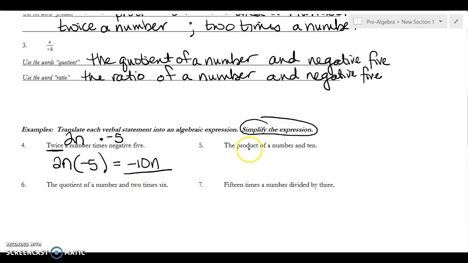For number 5, you should have recognized the word product. Well, that goes where the and is. So it's a number times 10. To simplify that, it's just 10n.